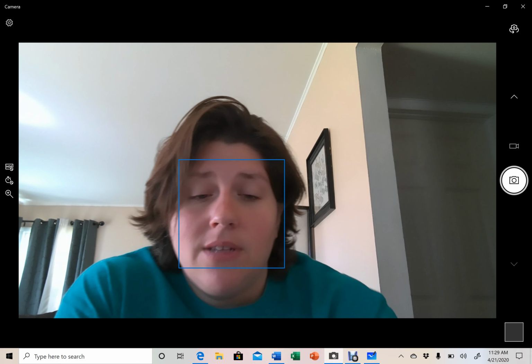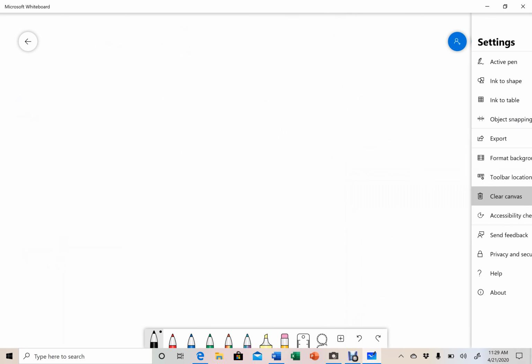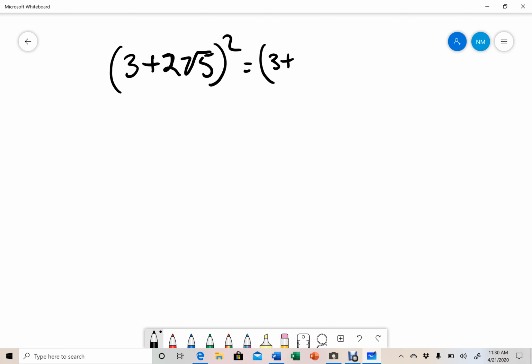All right, so that was number 13 on the test. Let's look at number 14. Okay, number 14, we have an example similar to this. We've got 3 plus 2 times the square root of 5, squared. Anytime we have this, what this means is we're basically multiplying 3 plus 2 times the square root of 5 times 3 plus 2 times the square root of 5.